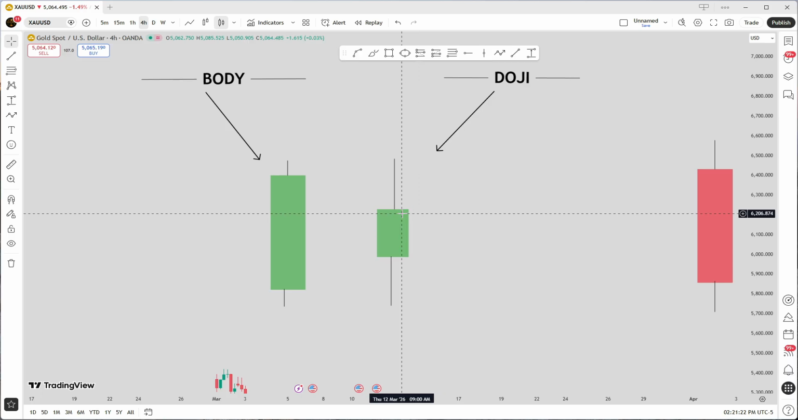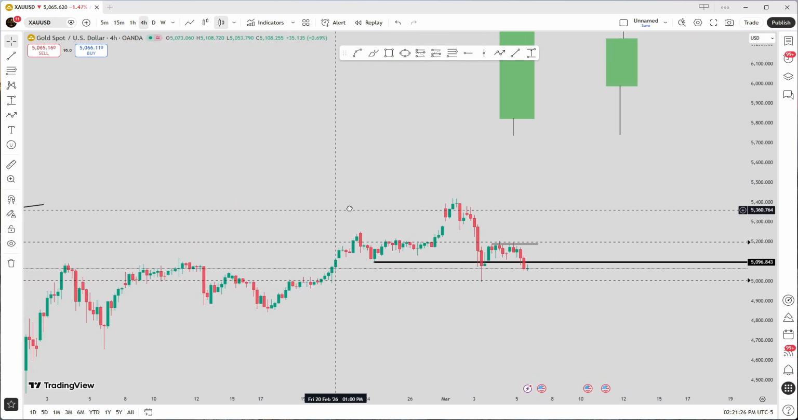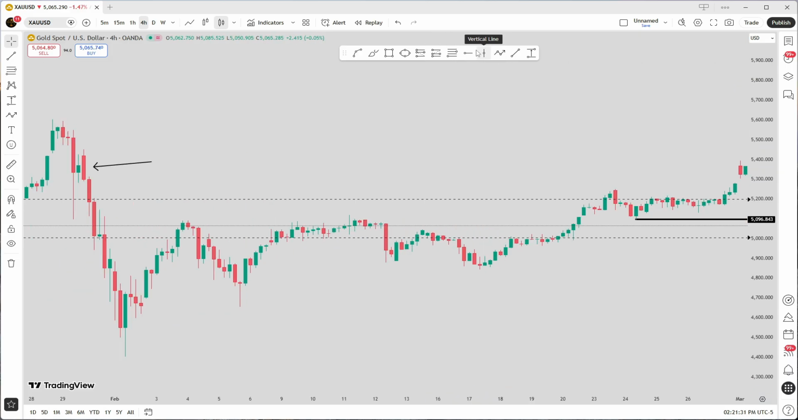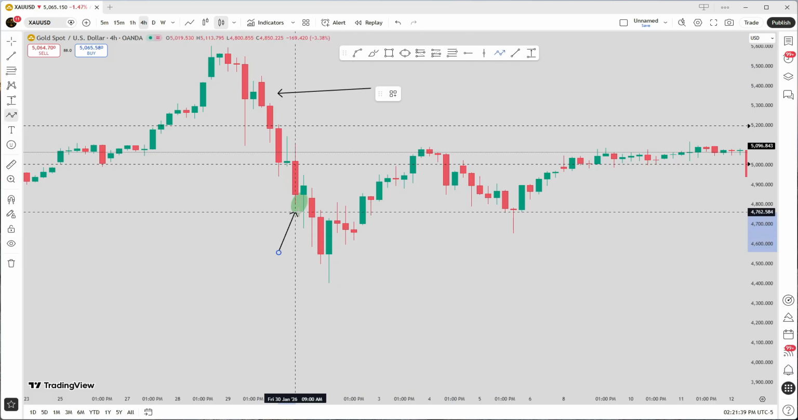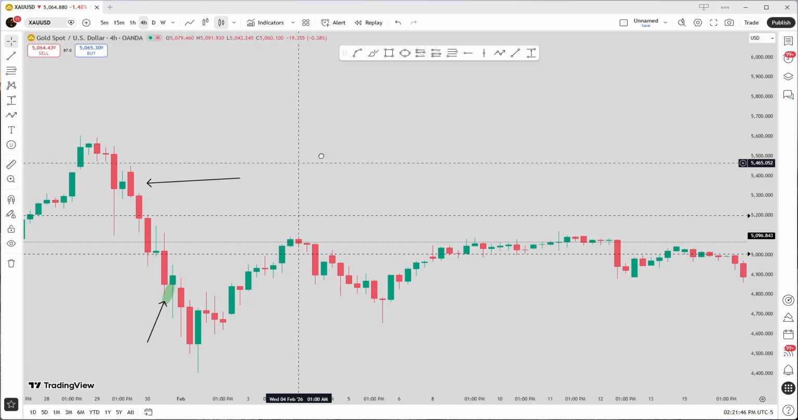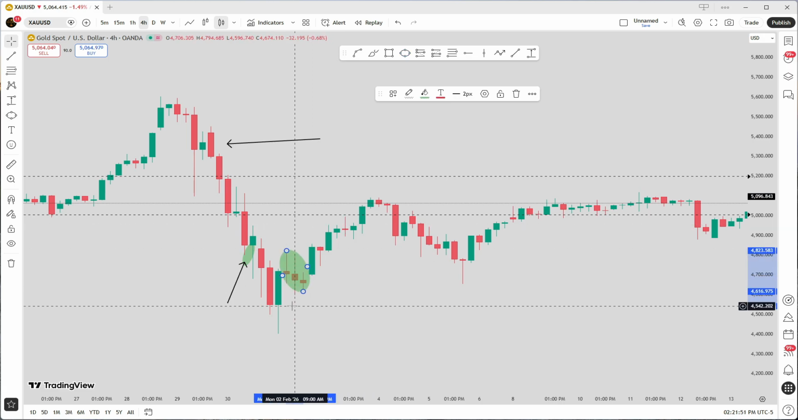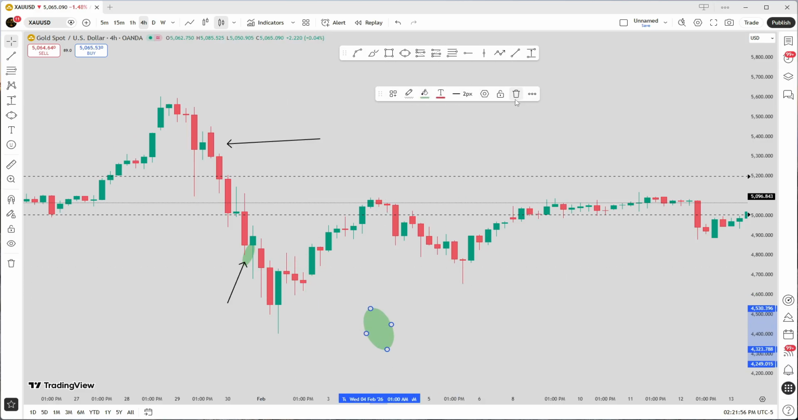And the doji candle looks just like this. It's when the wicks are bigger than the body. An example of a doji candle, I would say, is this little green candle right in there. You can identify more, which are these here. All these three candles are doji candles.